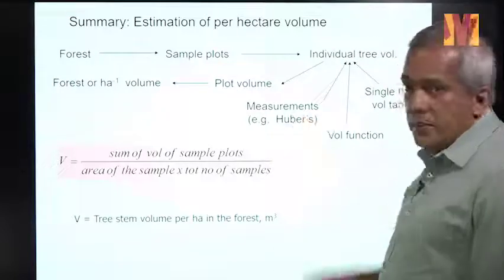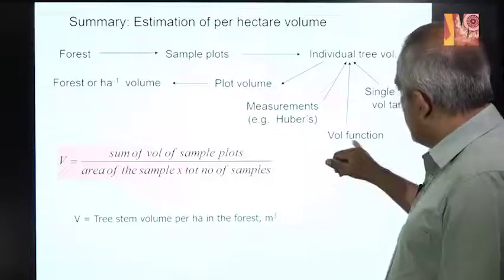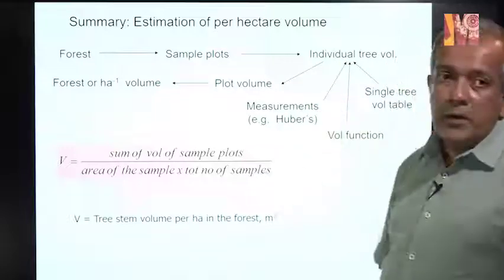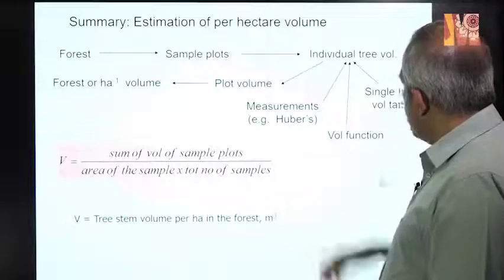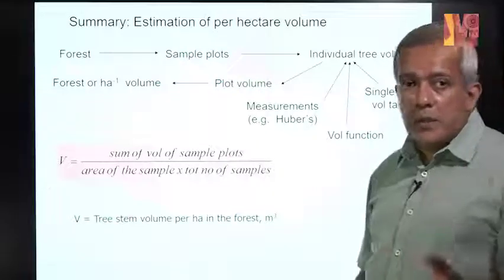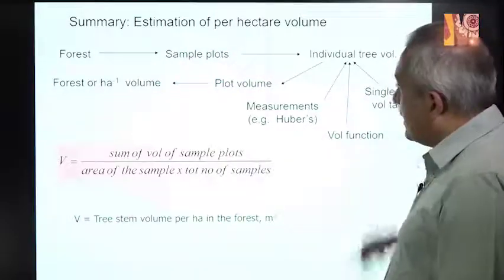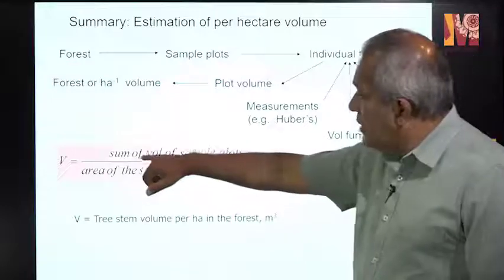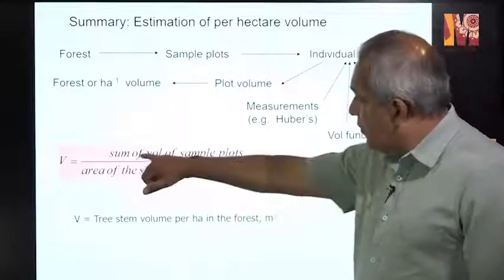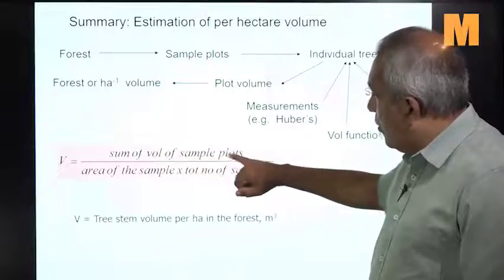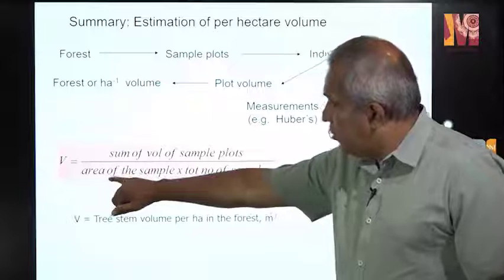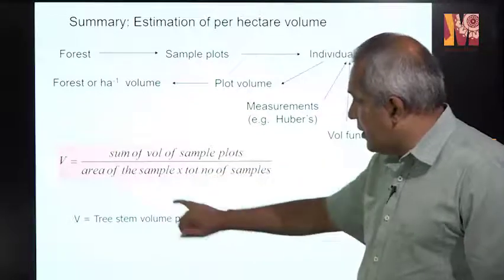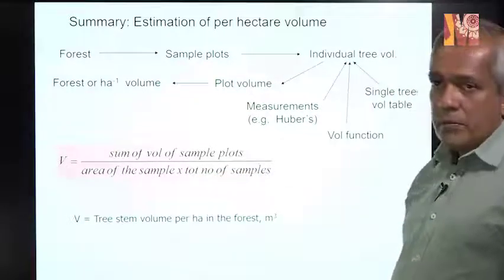measurements required for one of these three formulae. The other one is to use a volume function, in our example Eucalyptus grandis, basal area and height, or a single tree volume table, where again you have to measure the DBH and the total height. And finally, you have to add all these volumes together, the sum of volumes of all sample plots, and then it should be divided by the area of the sample plot multiplied by the total number of sample plots.